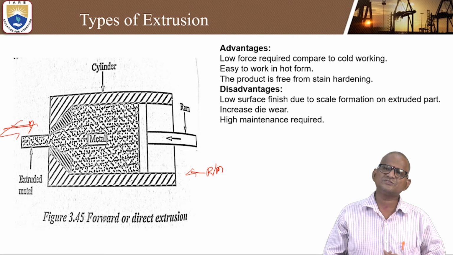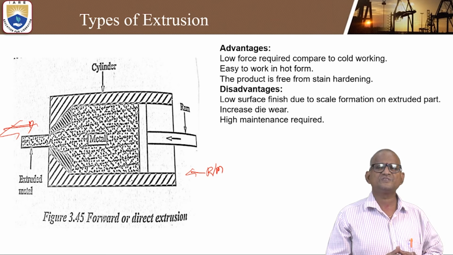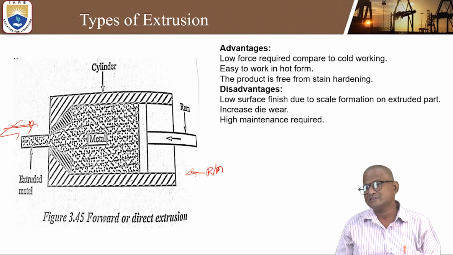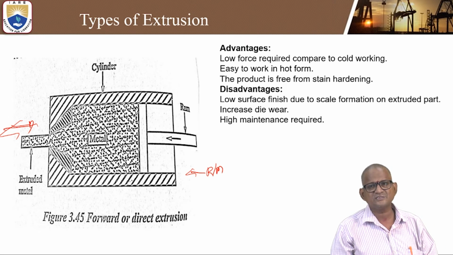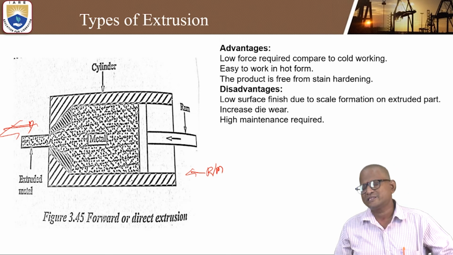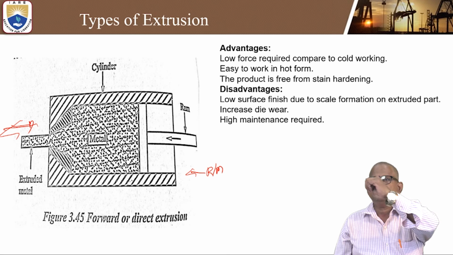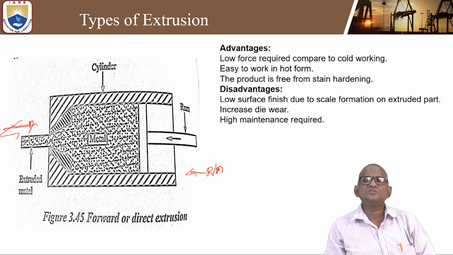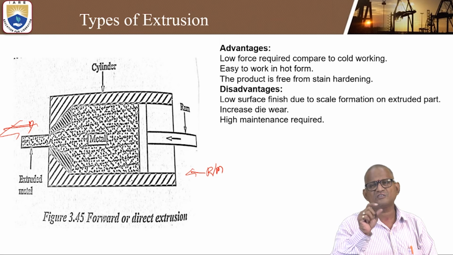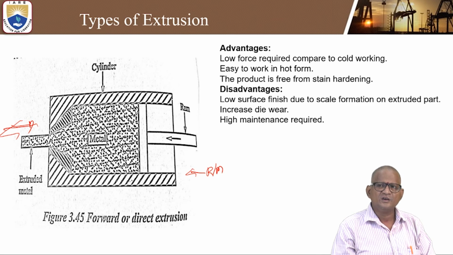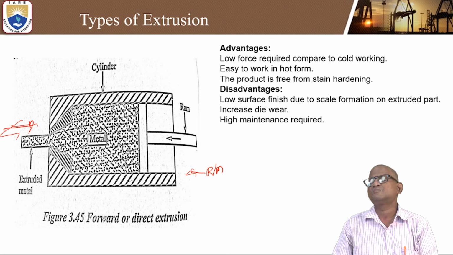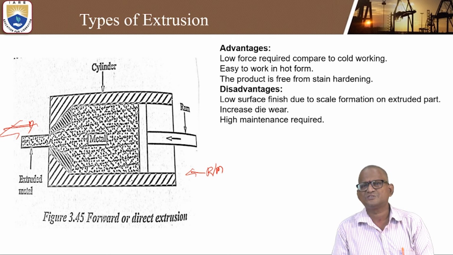According to this extrusion, the surface finish is low due to scale formation on the extruded part. Why? Because in the extrusion process, the surface finish may be obtained as somewhat porous in nature. That is why the surface is low, because of the scale formation, as hot oxide particles enter into the surface. To remove that, one more finishing process can be introduced.